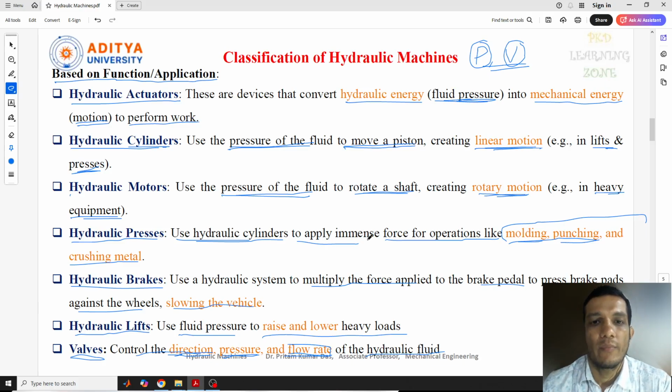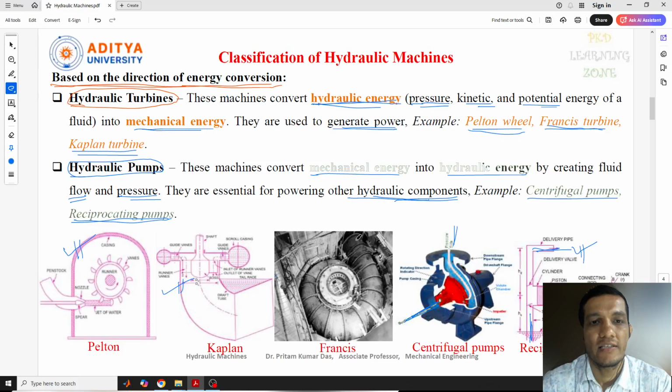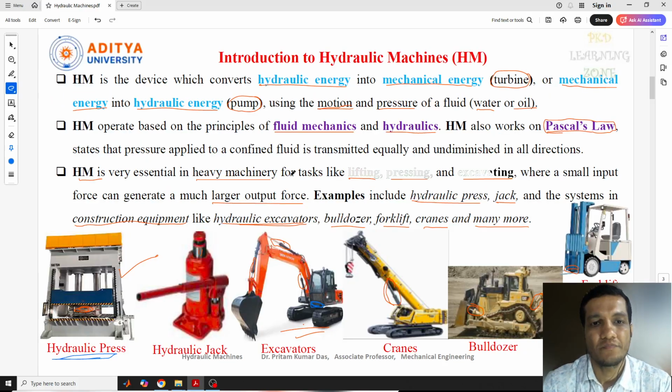So this is all the basic information regarding hydraulic machines. I hope you understand this theory. This is the start of hydraulic machines. Up to now we have discussed fluid mechanics, and this is the first lecture about hydraulic machines. I hope you understand this lecture.